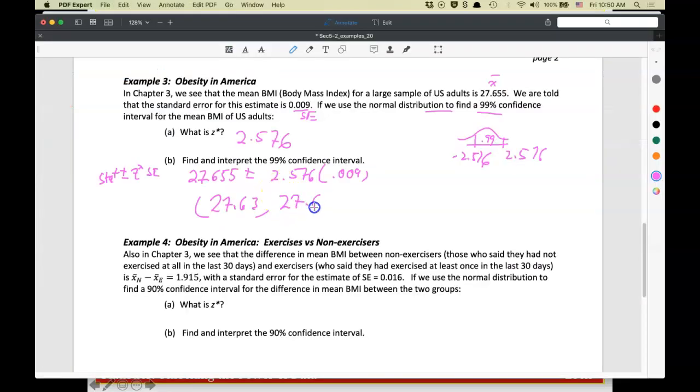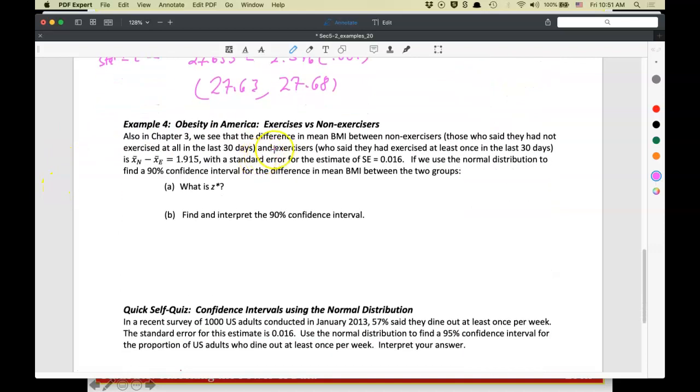So quite a narrow interval. So it was a large sample. That's why the standard error is so small. So we're 99% confident that the true mean BMI of adults is between these two numbers. So the population mean of U.S. adults, and that's as of the time the study was carried out. We don't have the sample size, or the year in which it was carried out.